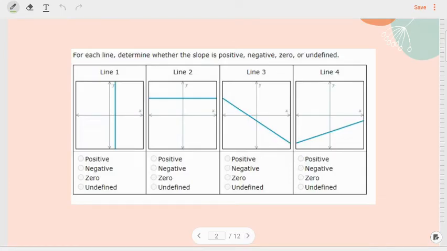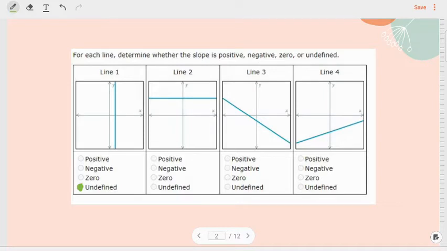Question number 1 is going to ask you to determine for each line whether the slope is positive, negative, 0, or undefined. So one of the big concepts in this unit is slope, and I want you to be able to decide positive, negative, 0, or undefined. As I go through this graph, line number 1 is straight up and down. That is undefined. My slope is not positive, not negative, not flat. Straight up and down is undefined.